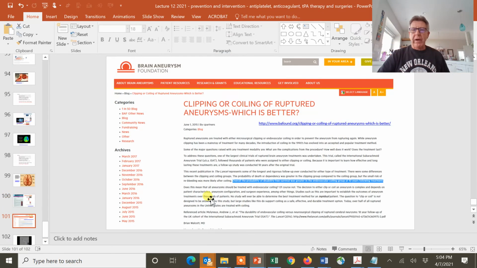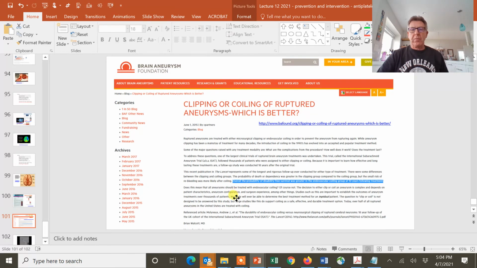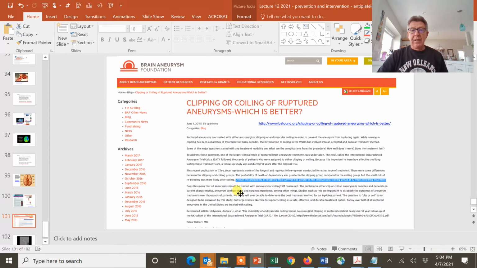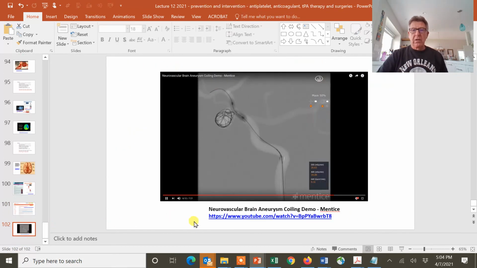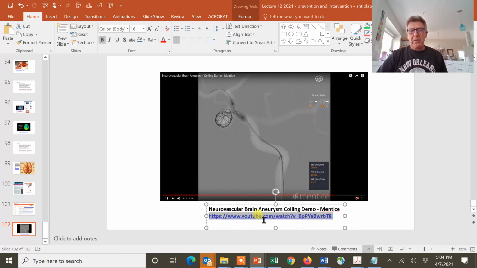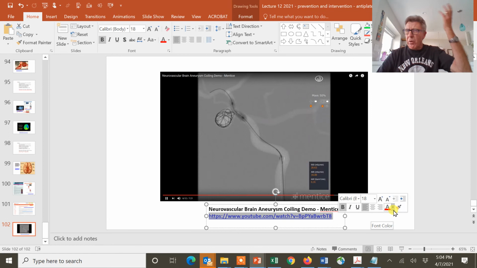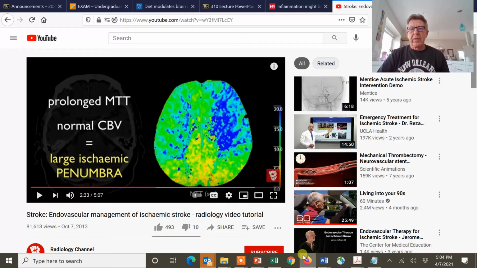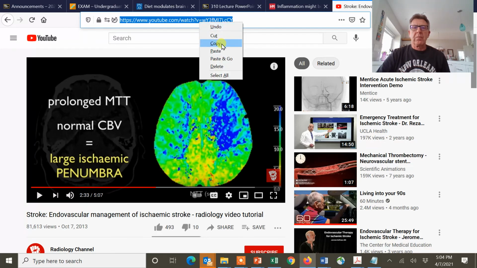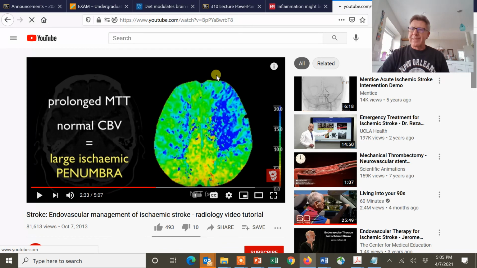All right, so that's coiling, and this is right here. This is from the Brain Aneurysm Foundation, and they did a study, and it was clear that coiling was superior to performing clipping, because again, the clipping had to open up the skull, and this is just endovascular surgery, right? All right, so you can see the coil deployed right here, and I'll show you highlights of this video, and then we're done, sort of.